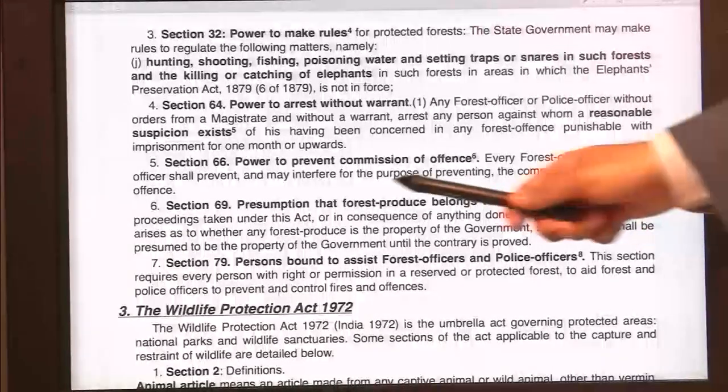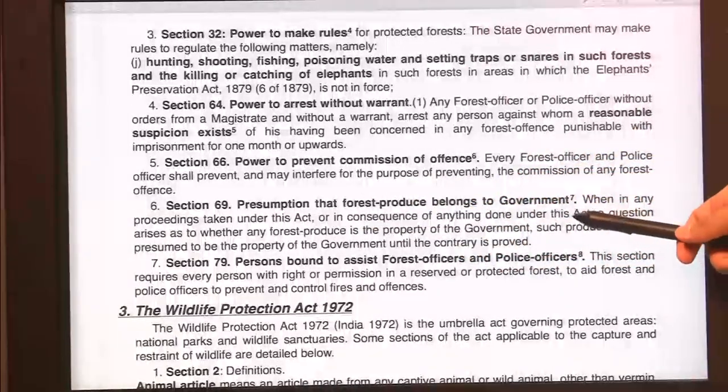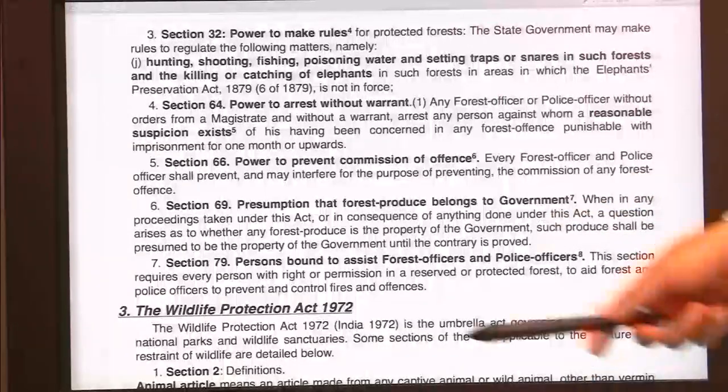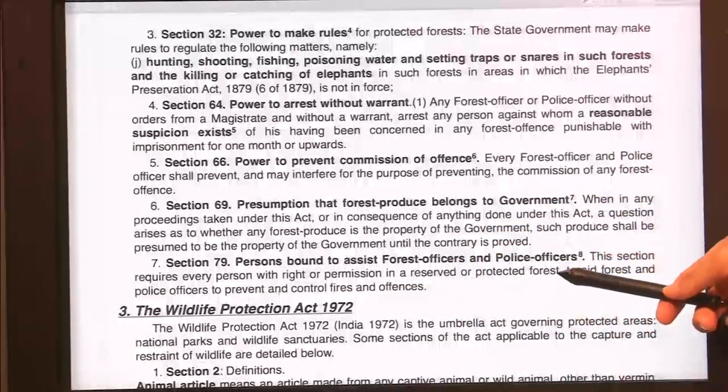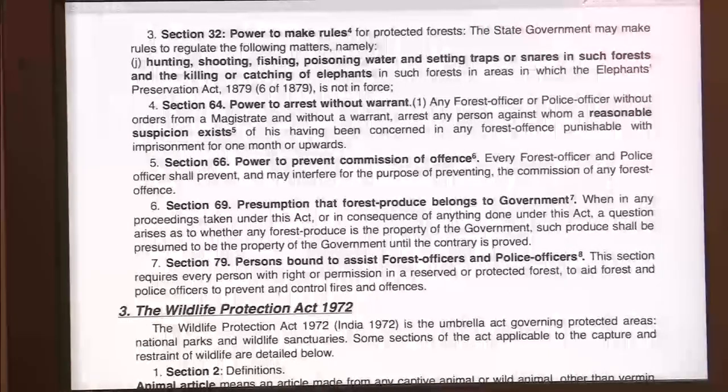Then there is a presumption that the forest produce belongs to the government, and as we saw before, wild animals and their produce are forest produce. So, all of those belong to the government, and persons are bound to assist forest officers and police officers when they have entered the forest areas. Basically, if a researcher has entered our area for immobilizing an animal for any research purpose, then that person is bound to help us to detect or prevent any offenses that might go on in the area. So, this is what the Indian Forest Act says.